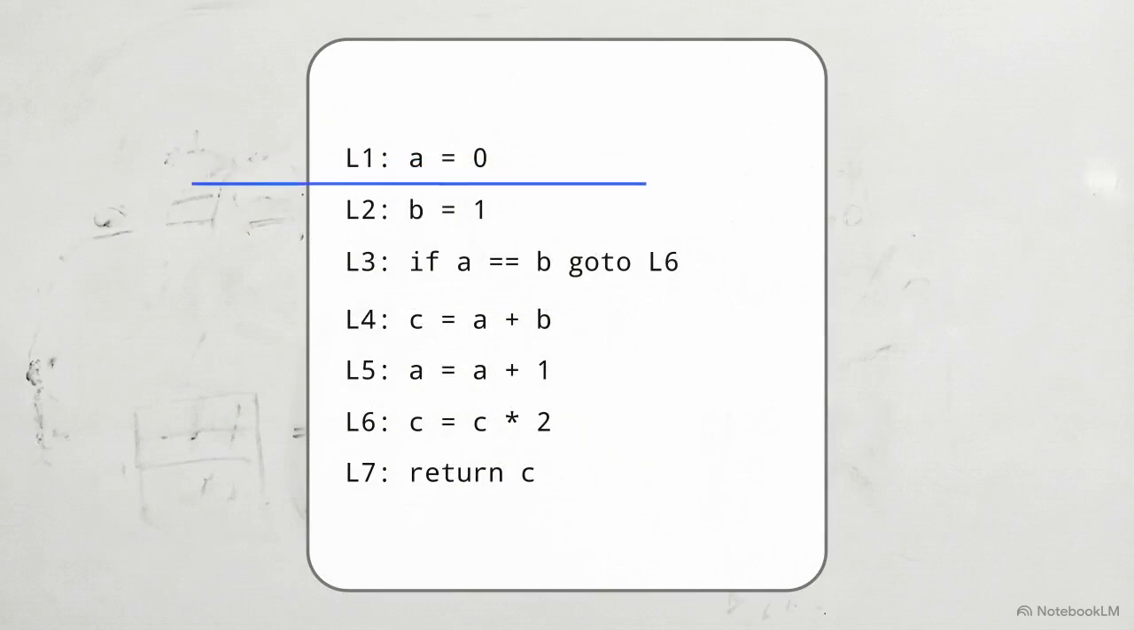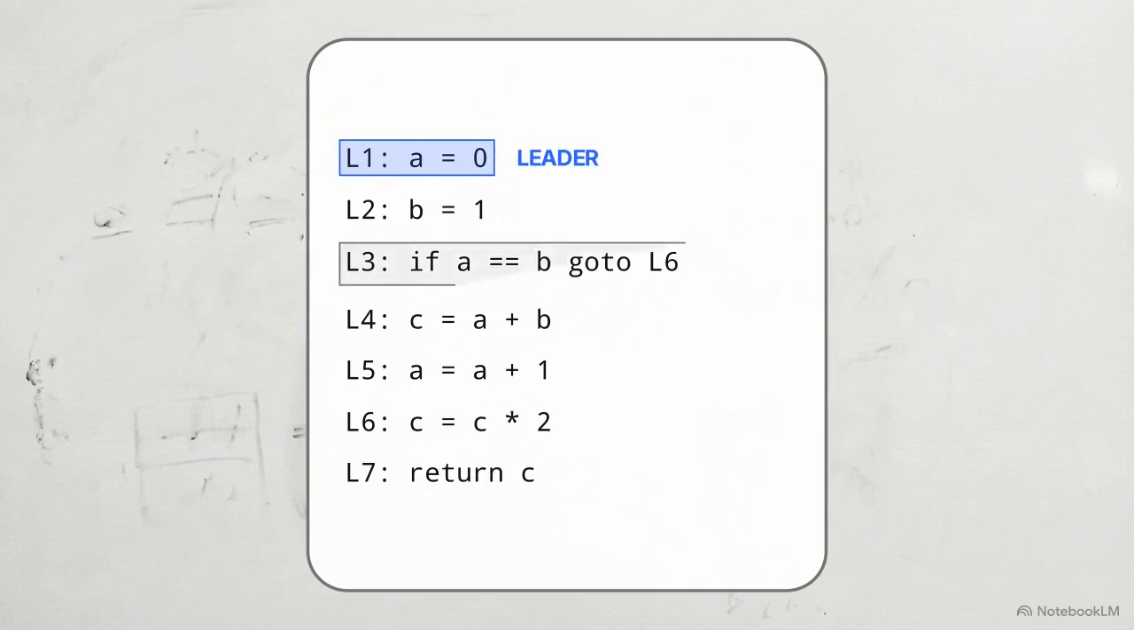The first rule of identifying leaders is simple. The compiler always flags the absolute first statement of the code as a leader. The second rule targets jumps. Any statement that is the destination target of a jump command is immediately flagged as a leader. The third rule catches the fallout. Any statement immediately following a jump command is also flagged as a leader.